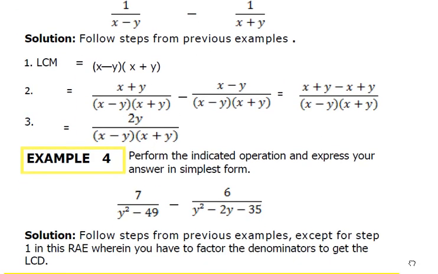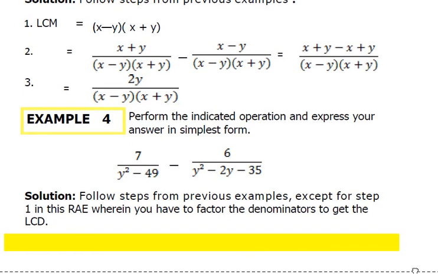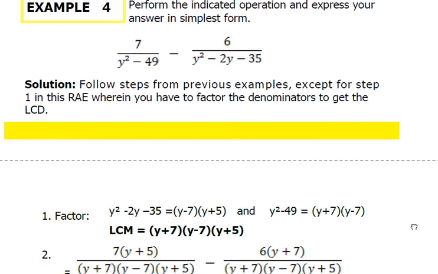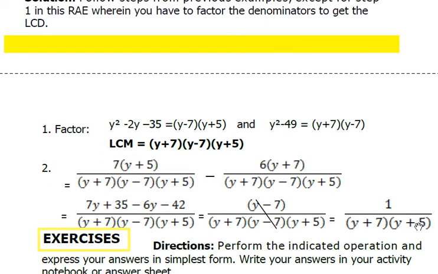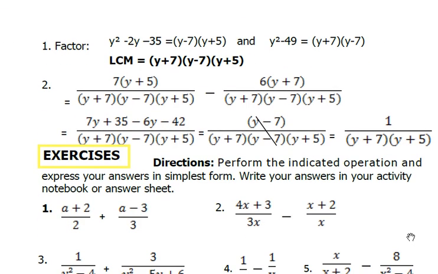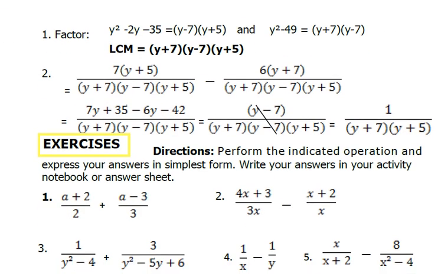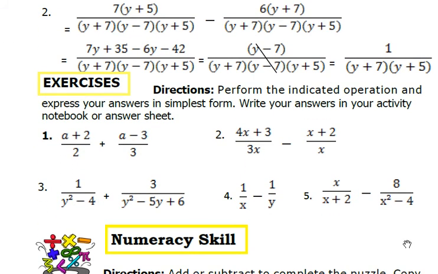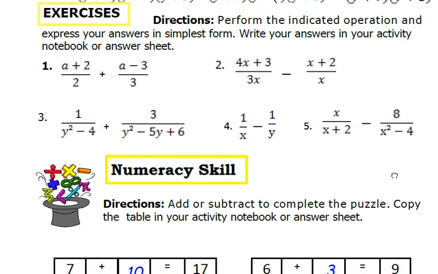So we have so far example 4 and we're almost there to the exercises, and we have 5 exercises. You will notice that the denominators for each exercise are different. Okay, so for the direction, perform the indicated operation and express your answers in simplest form.